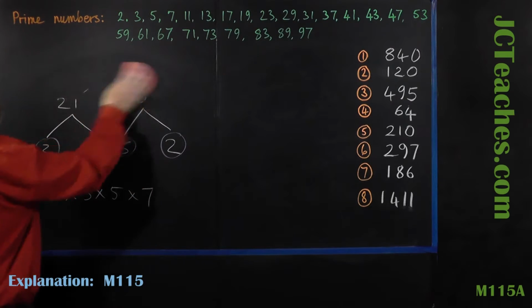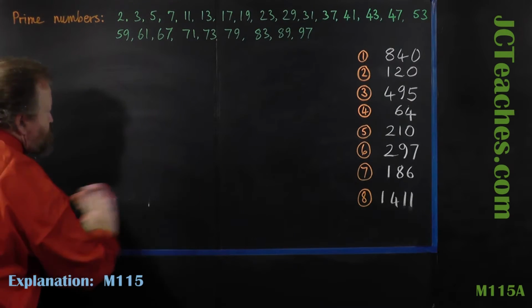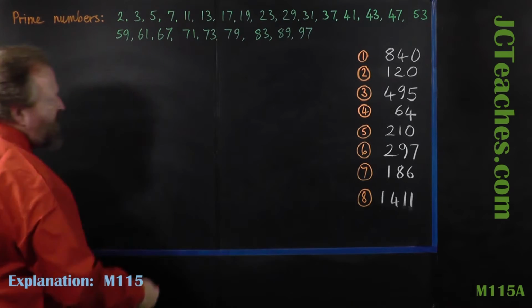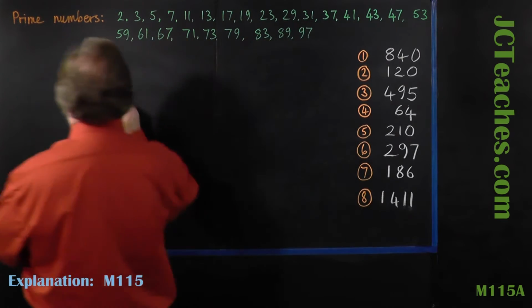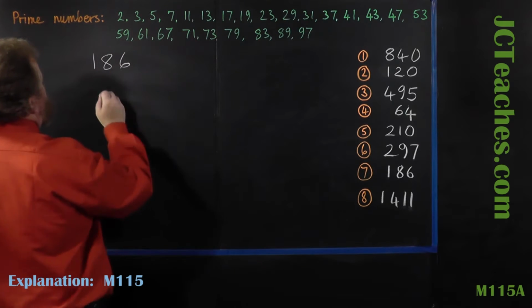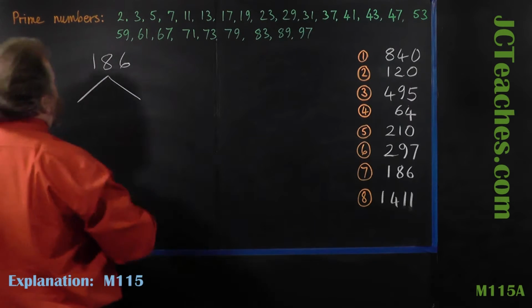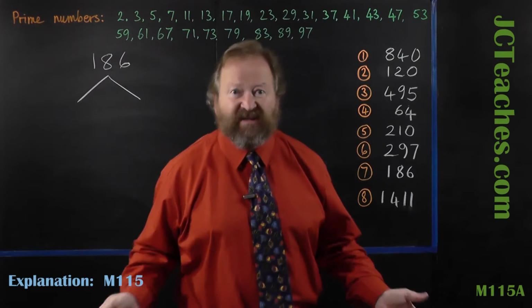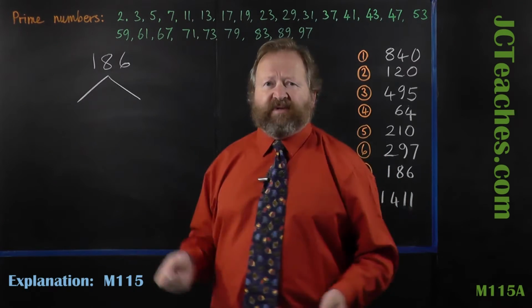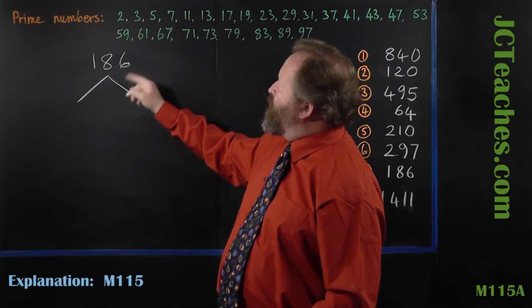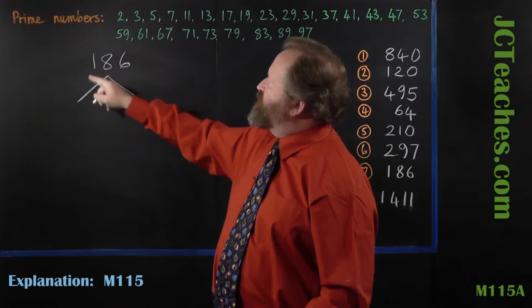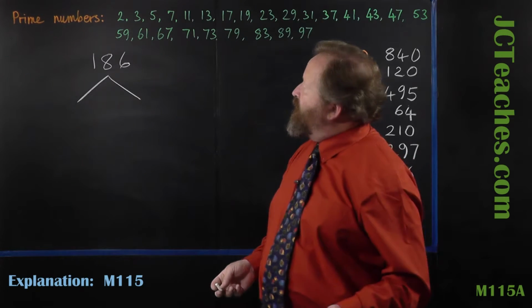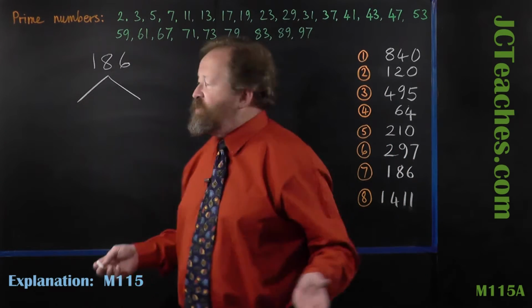Rub both these off. For the last two then. 186. Okay, what goes into 186? Well, 2 obviously goes into it. Because the digits add up, 8 and 6 is 14, plus 1 is 15, 3 goes into it. Let's do 2, it's probably easier.